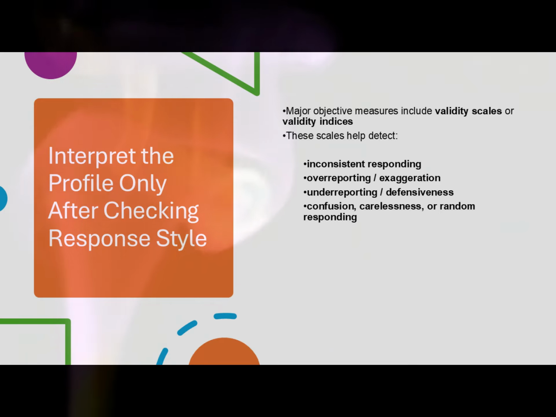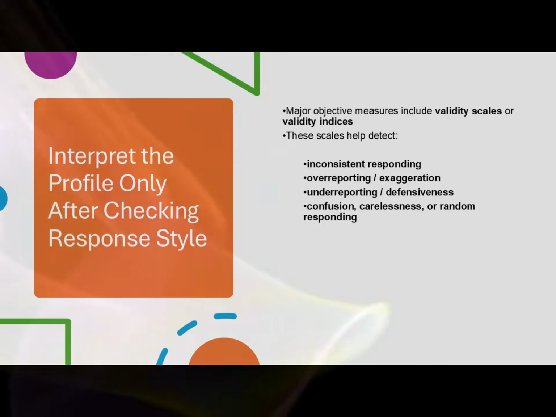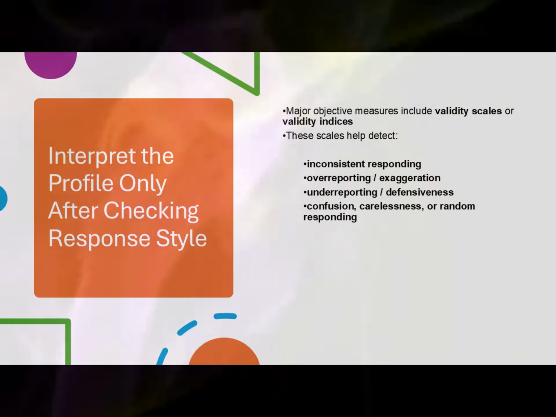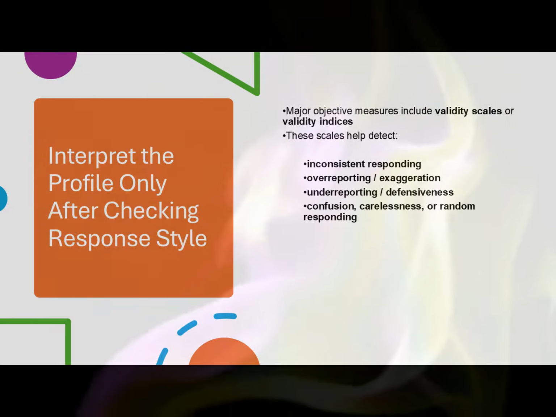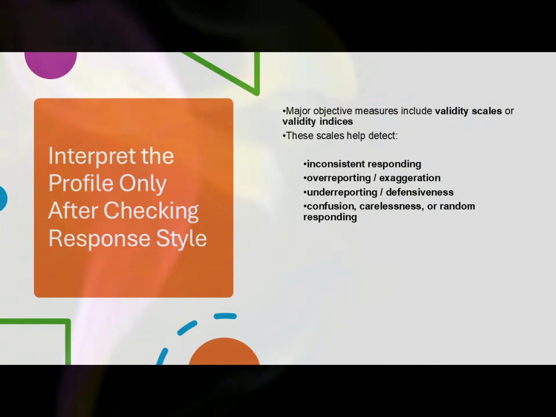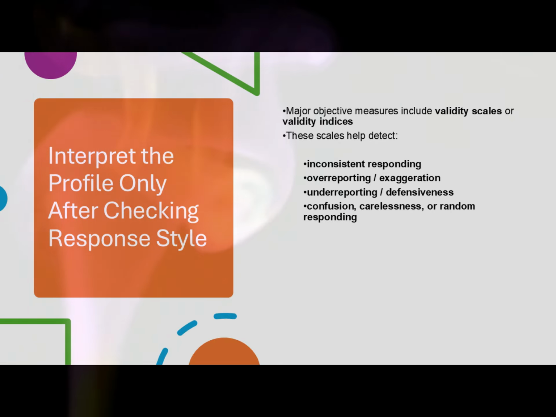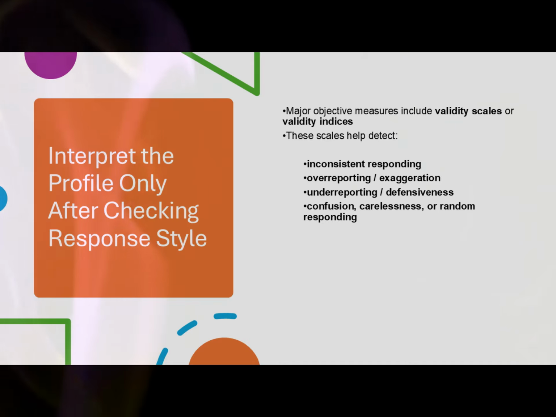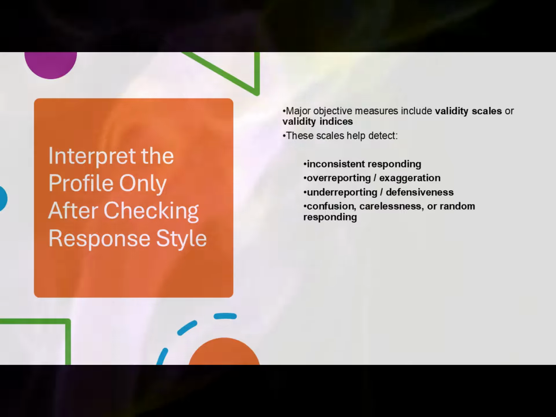And that's the basic logic of construct validity. The item should map onto a core feature of the construct. And that's the kind of thing I want you to be mindful of. When you have that, then you can start to see the pattern. So construct validity is very important. And one of the most important rules in objective personality assessment is this: don't interpret the clinical scales until you have looked at the validity scales first.